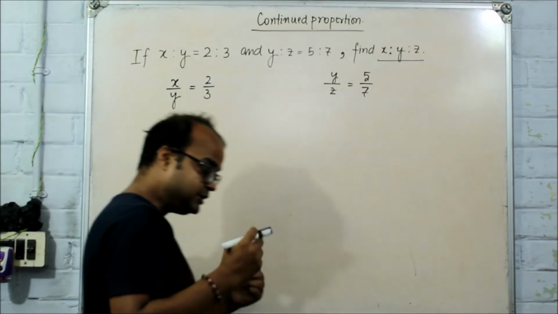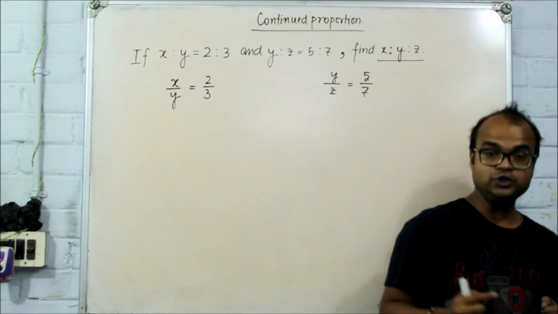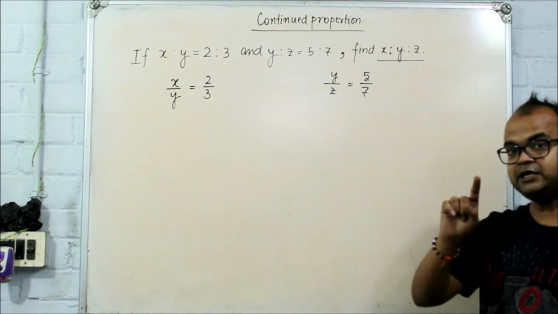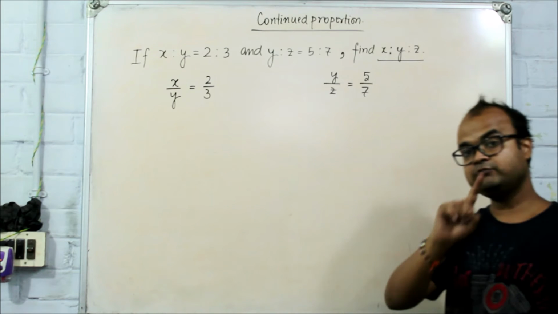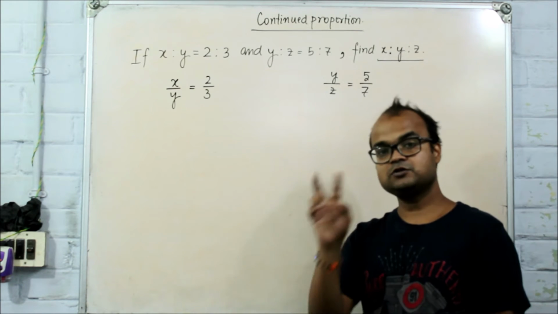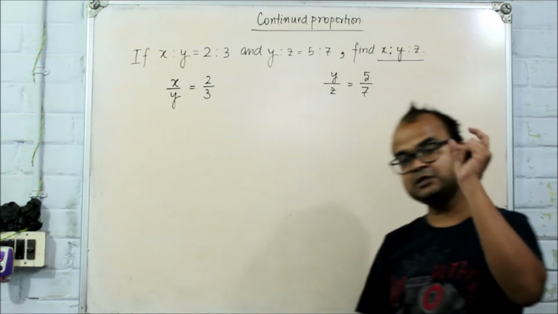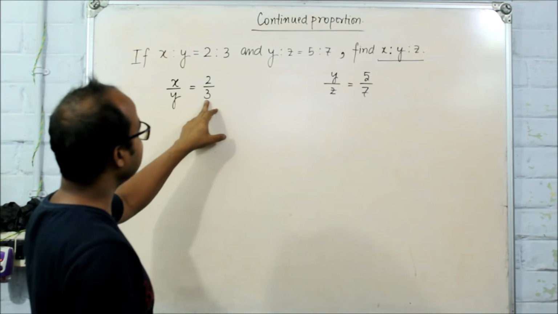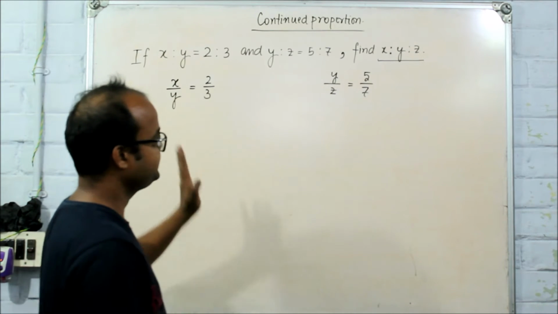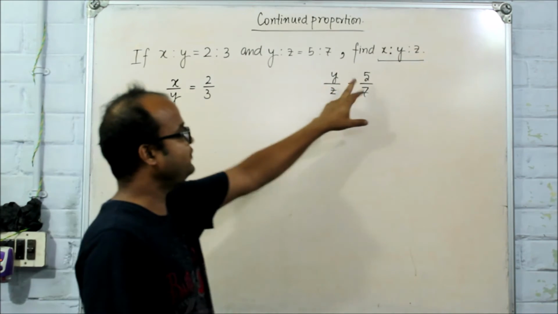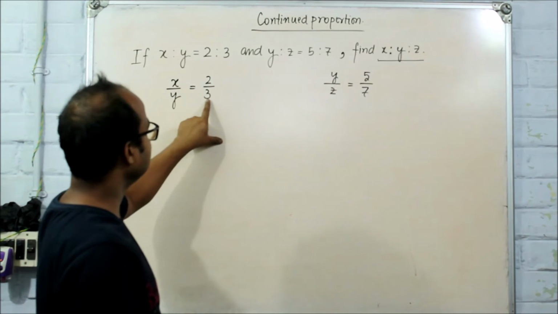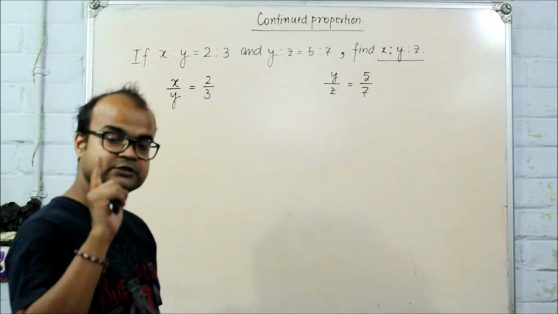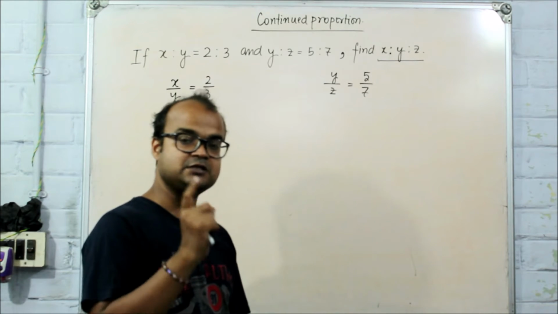Now, continued proportion, I told you that the second number, I took the example of 2, 4 and 4, 8, so the second and third should be the same. That means it remains the same. So in this sum, we need to make this y equal. Now see, here y is equal to 3 and here y is equal to 5. So we need to make it the same, so that y will remain the same.